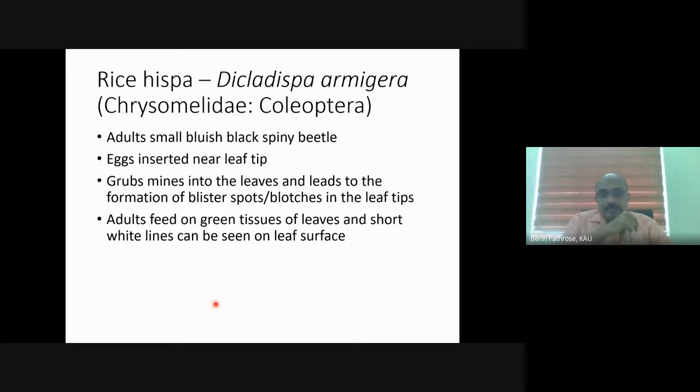Are you clear? Any doubt with respect to thrips and hispa? If there is anything which you don't follow, raise your hand or just unmute and ask, because I will be going a bit fast as we are moving into the minor pests. Anything?